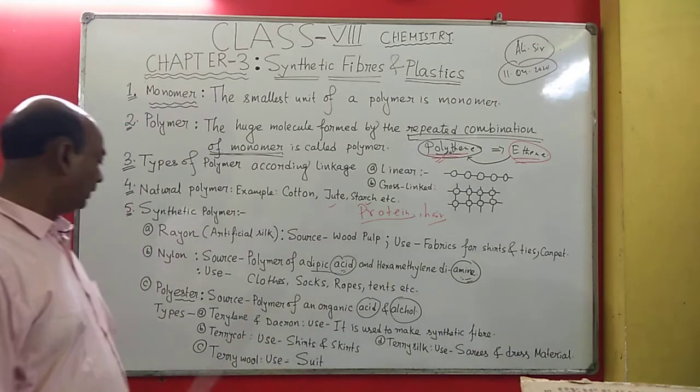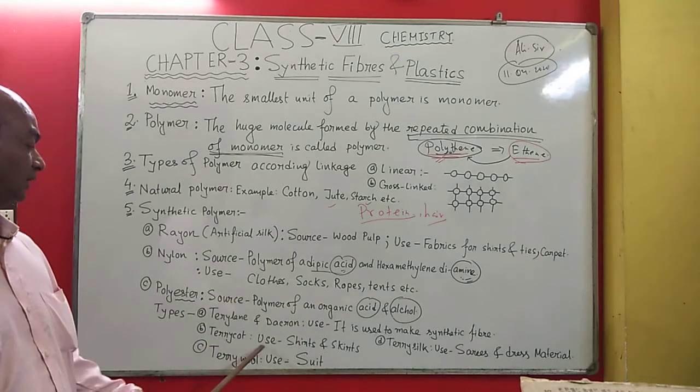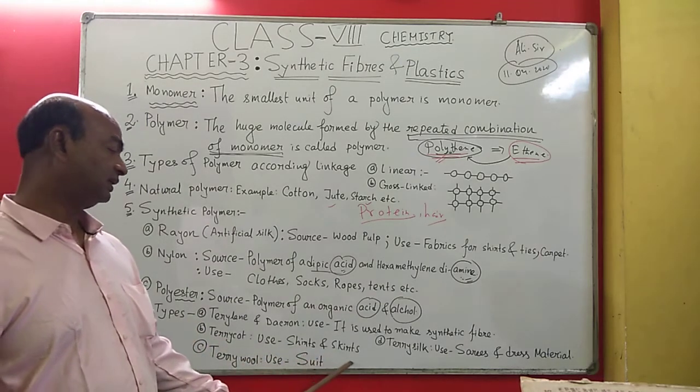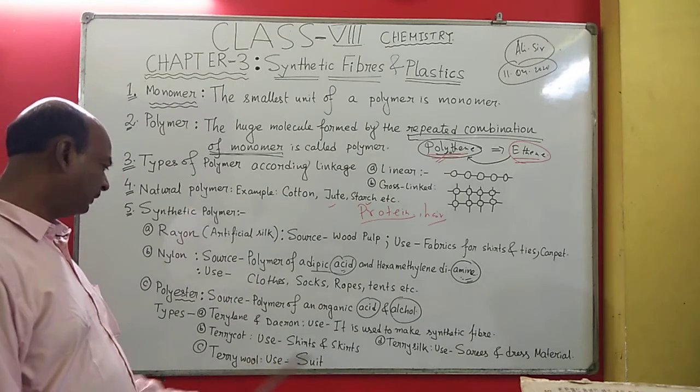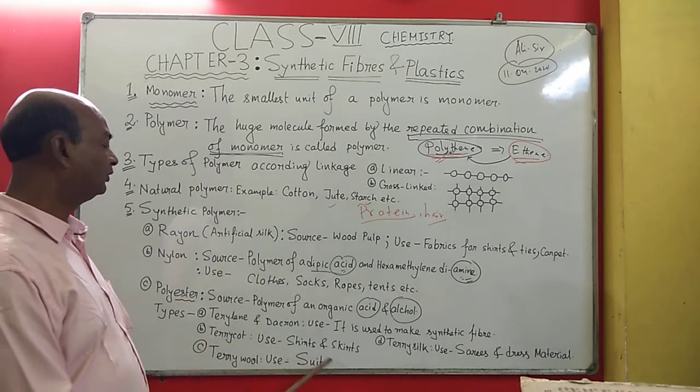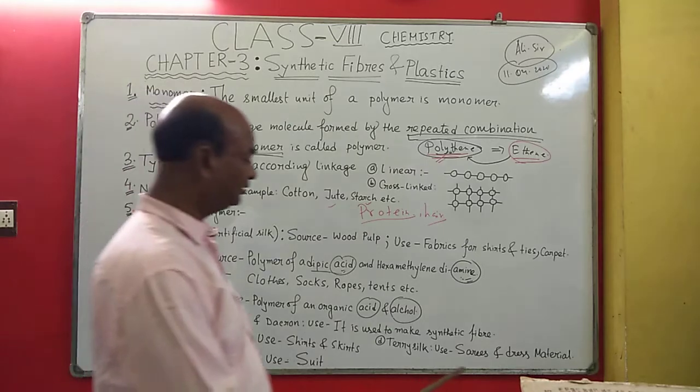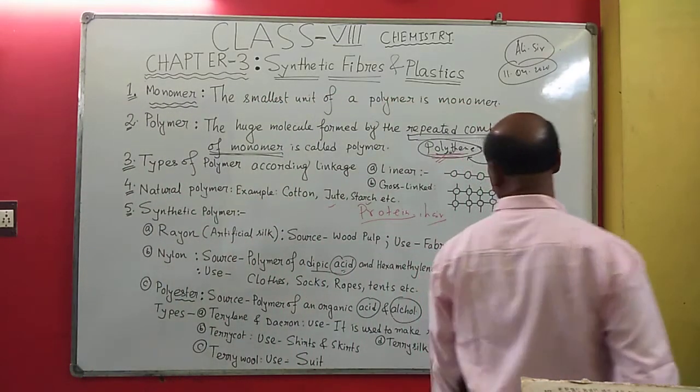For example, terrycot can be used to make shirts, skirts, pants, everything. Mainly dress materials. Terrywool for suits, pants. Terrysilk also for sarees, dress materials, like that.